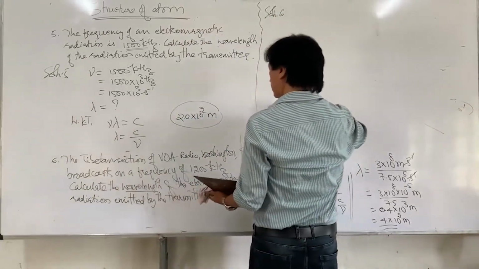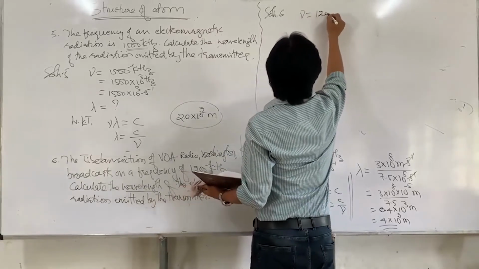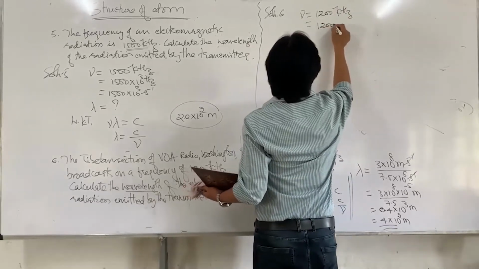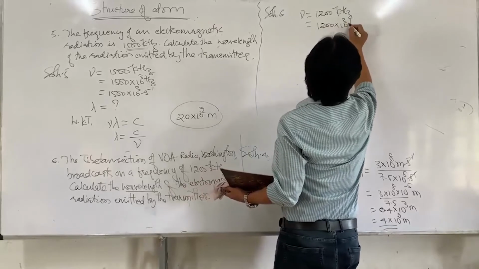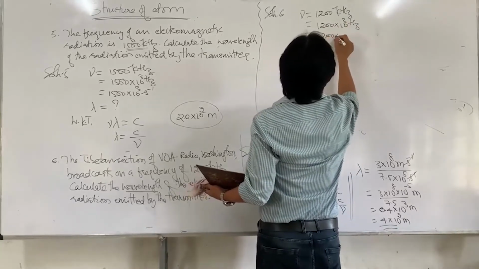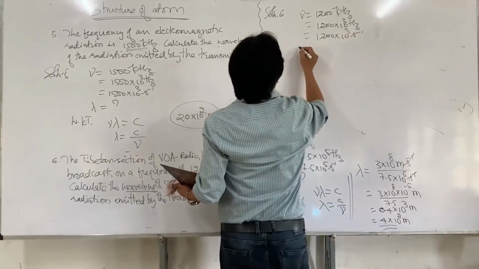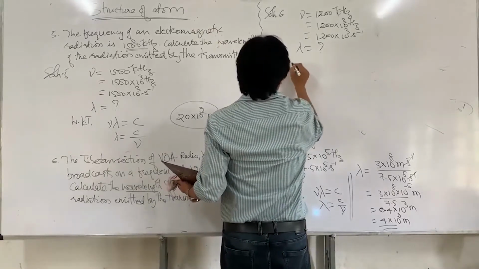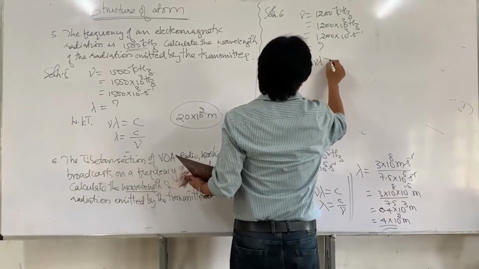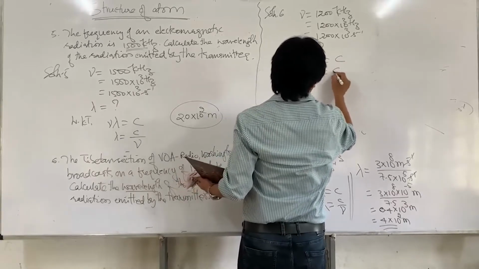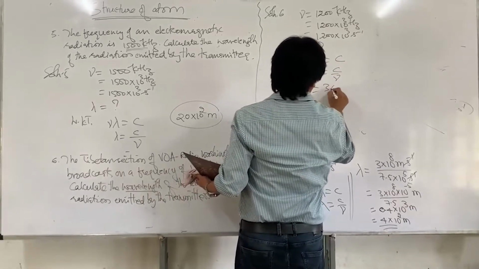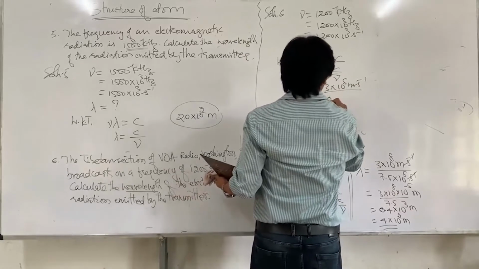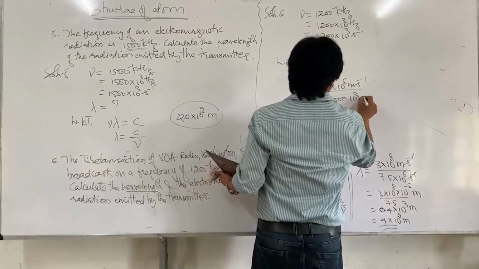You see, you are given the frequency nu equal to 1200 kilohertz, which is equal to 1200 into 10 raised to power 3 hertz, which is 1200 into 10 to the power 3 per sec. Lambda, that is the wavelength, is what you need to find, and we know that nu lambda is equal to c. So lambda is equal to c by nu, which is 3 into 10 raised to power 8 meters per second divided by 1200 into 10 raised to power 3 per sec.